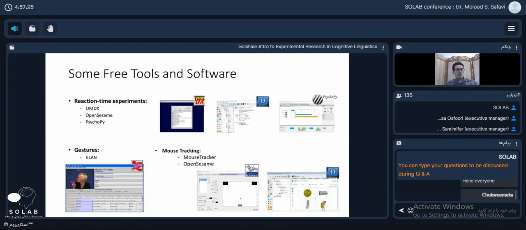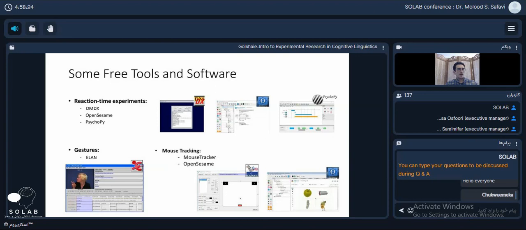And here you see some free tools and software for making experiments. For example, for reaction time experiments, you can use DMDX, Open Sesame, and PsychoPy. All of them are free. For studying gestures, you can use ELAN, which is developed by the Max Planck Institute for Psycholinguistics. The program is very interesting. You can record a video, load the video into the program, and define several tiers in the program to enter the information. For example, you can transcribe the linguistic data, and you can put them into different layers.